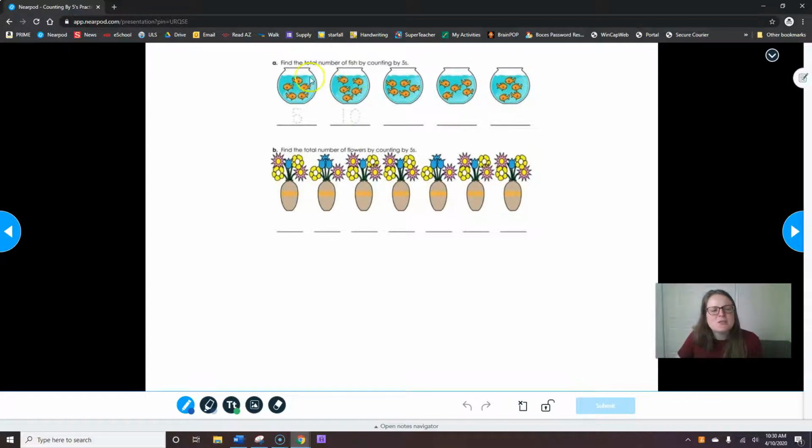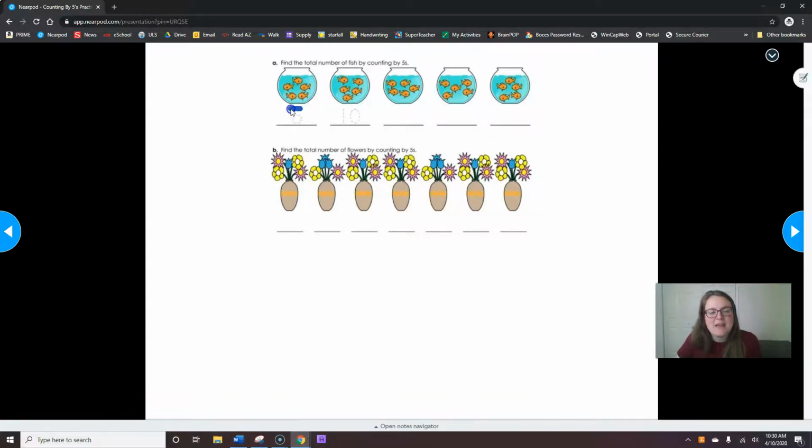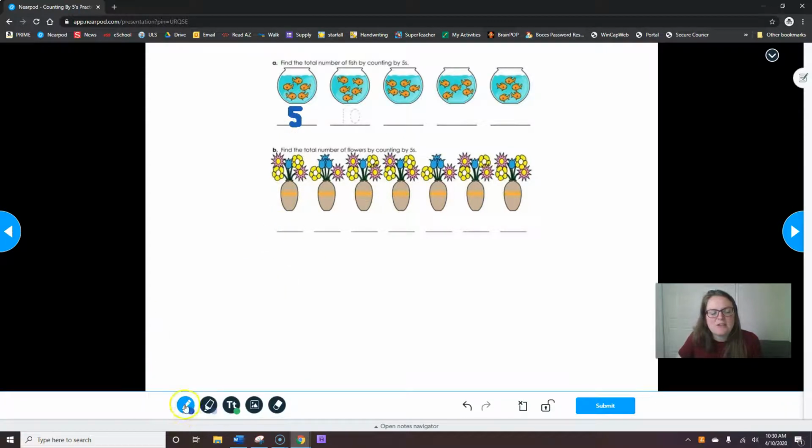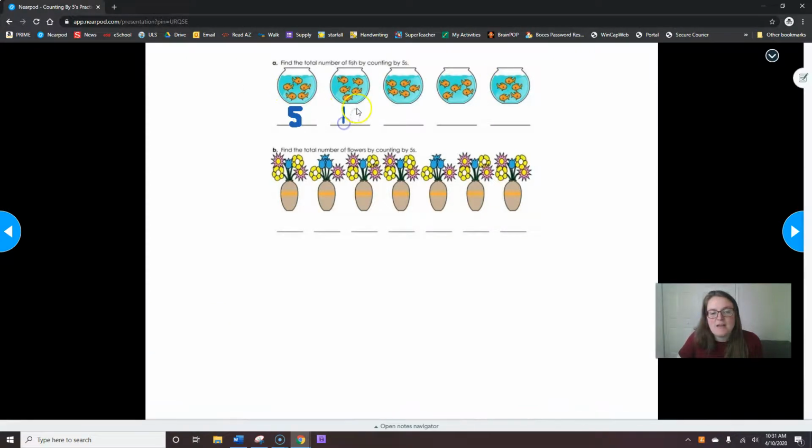Okay, so look at the fish in the bowl. It says find the total number of fish by counting by fives. Let's count how many are in the first one. 1, 2, 3, 4, 5. There are 5 fish. And here I just need to trace the number 5. Remember, if it's really thick and hard to write, you can make it a thinner pen, or you can type your answer. Okay? So, if I'm counting by fives, and there's 5 fish in every bowl, we have 5, 10.